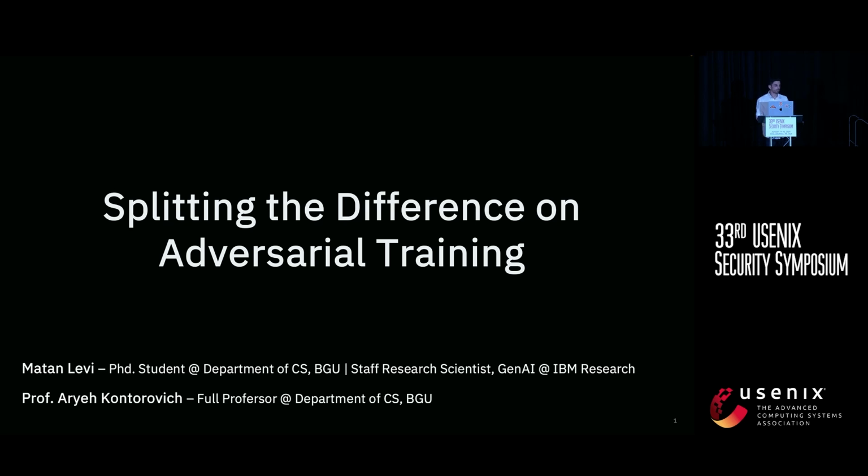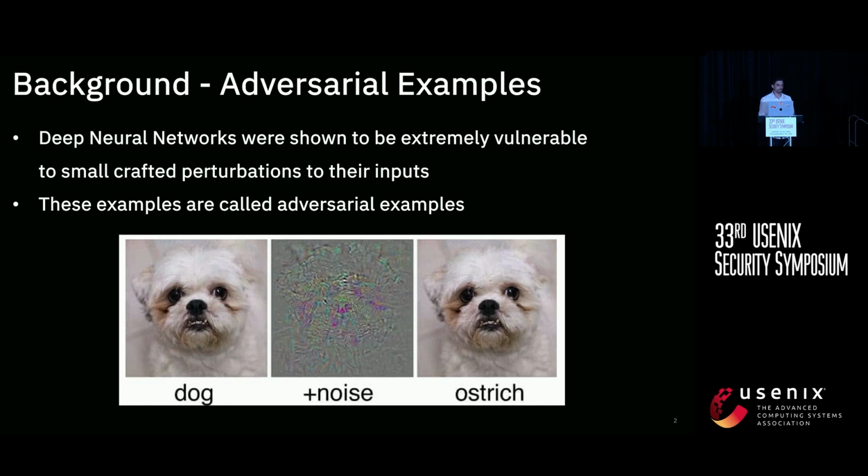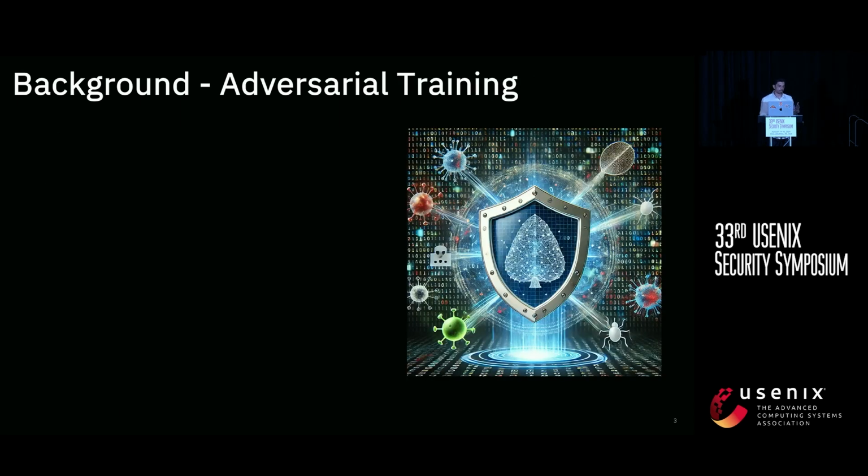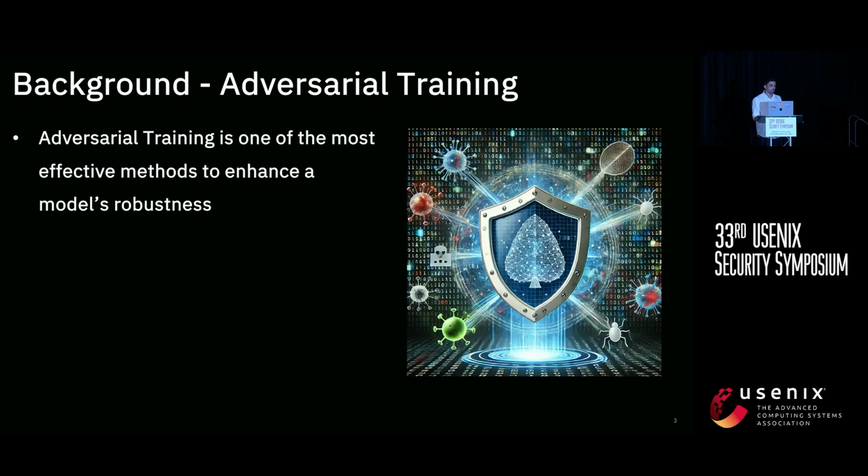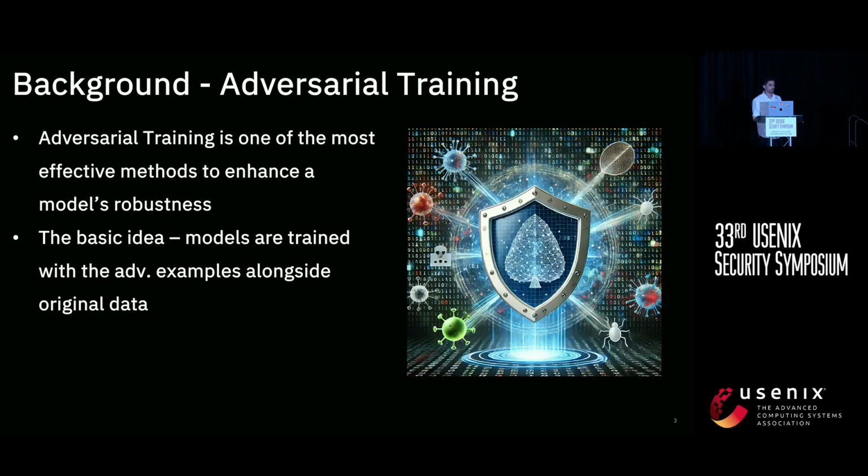I will give a very brief background for those of you who don't know adversarial examples and adversarial training in general, and then we will jump to the topic of this talk. As a general background, adversarial examples are generally crafted by adding small adversarial perturbations to the inputs. These adversarial perturbations are found by optimizing the input to maximize the prediction error. Deep learning was shown to be extremely vulnerable to such adversarial perturbations. And adversarial training in general is one of the most effective ways today to enhance the model's robustness against adversarial attacks. The basic idea is to train the model with adversarial examples alongside the original data.